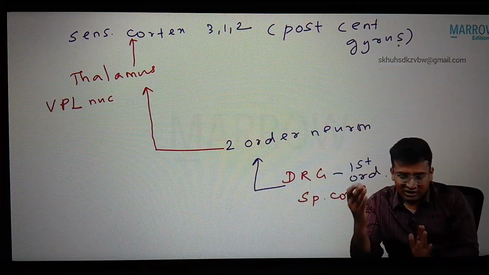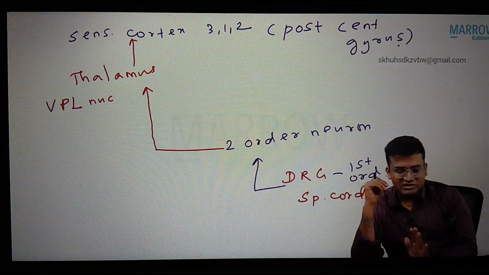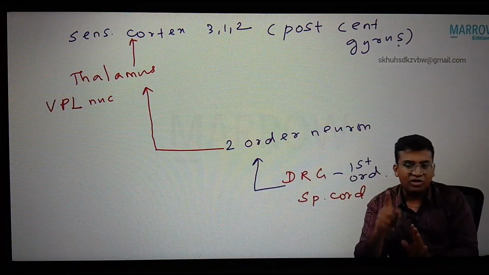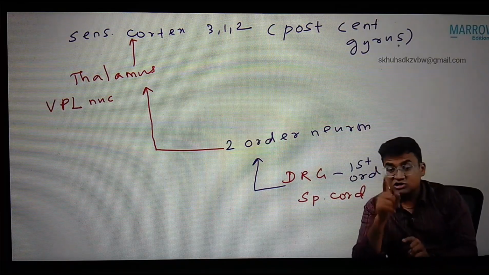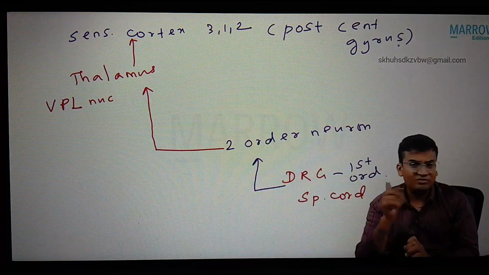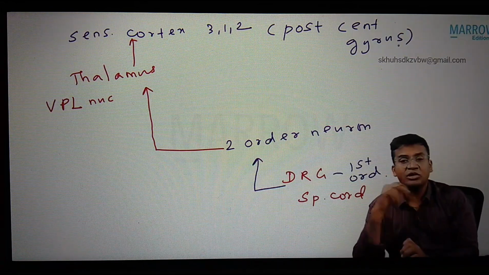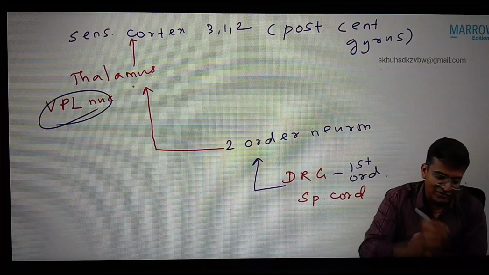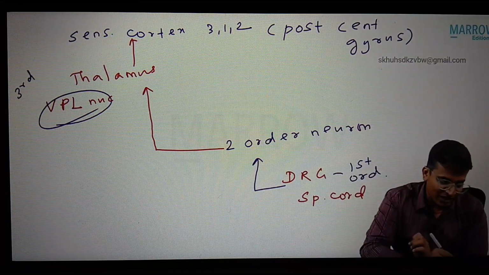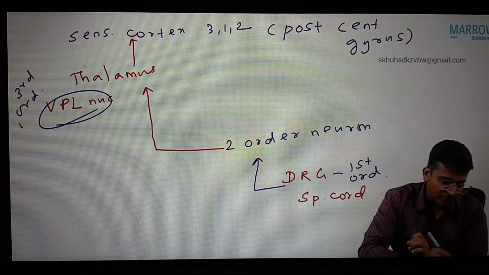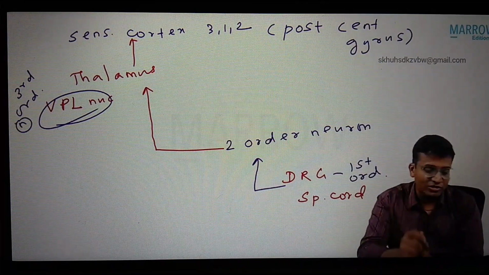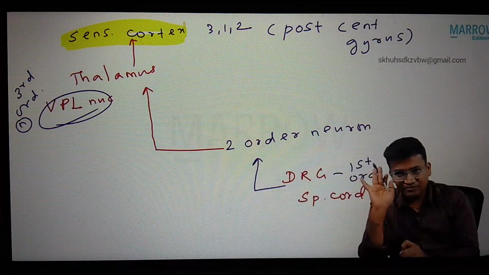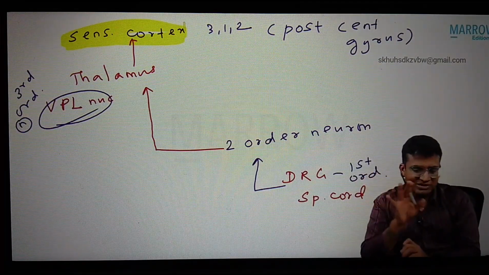So first order neuron in the dorsal root ganglion. Fibers from the first order neuron go to second order neuron. Please remember, fibers from the second order neuron cross to the opposite side. Very important. Not the first order neuron. Fibers from the second order neuron cross to the opposite side and go up to the thalamus. In the thalamus we have a nucleus. Which nucleus? VPL nucleus, and that is the third order neuron. Fibers from the VPL nucleus in turn go to the sensory cortex. Clear? Any doubt? No. This is a basic outline.